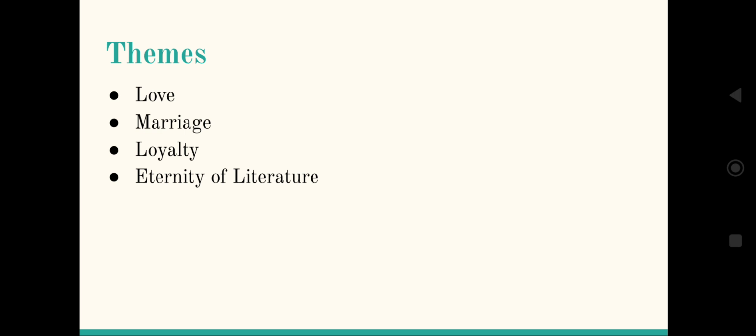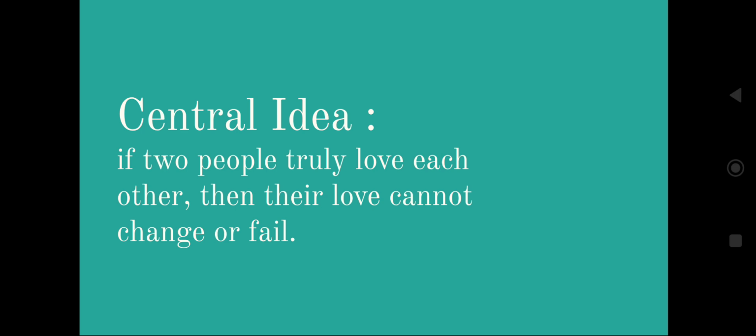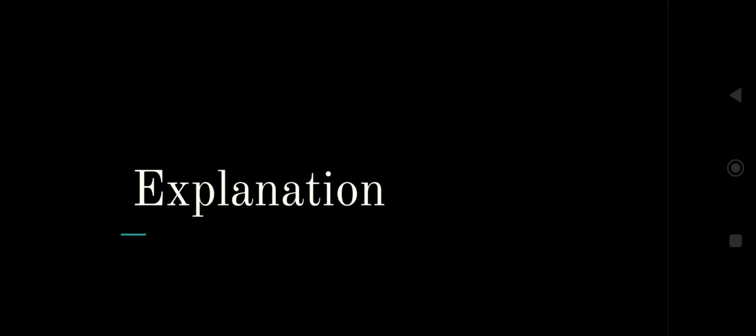Now, themes: love, marriage, loyalty, eternity of literature. Themes, you can note them down somewhere here, and in the second part when we do the poem, I will explain the themes, because I always believe that first we should read the poems and then conclude the themes. Central idea: if two people love each other truly, then their love cannot change or fail. And this is the central idea that you are going to get in the sonnet.